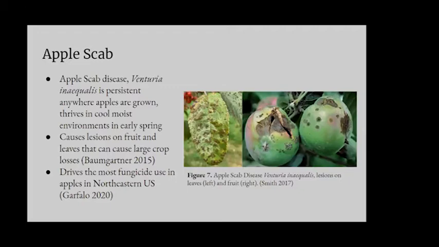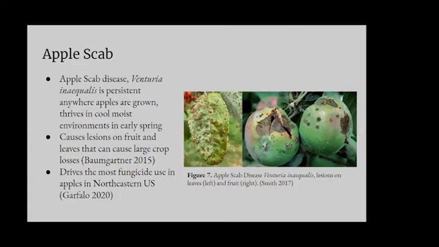An example of when this has been used and commercialized is in apple scab. Apple scab disease is caused by Venturia inaequalis and is persistent anywhere that apples are grown. It thrives in a cool, moist environment, such as early spring, especially in New England. It causes lesions on fruit and leaves that can cause large crop losses. This disease drives one of the greatest fungicide uses in the Northeast in apples, so it's a really big problem for farmers and a really expensive problem as well.